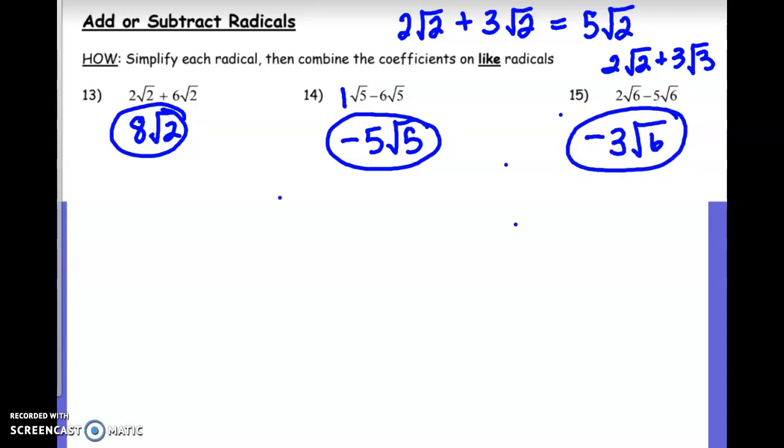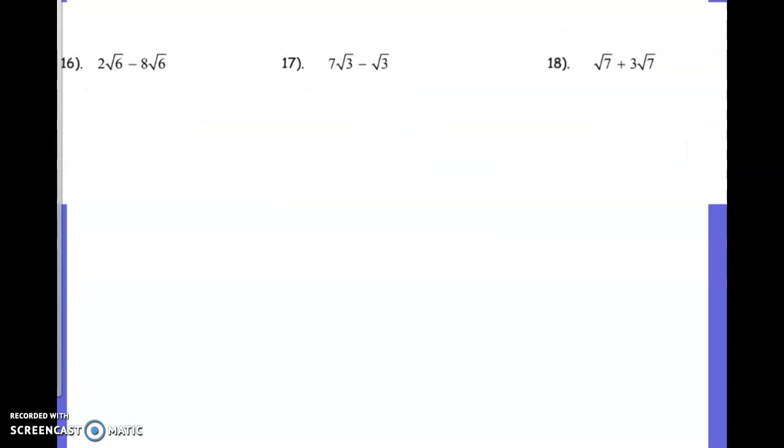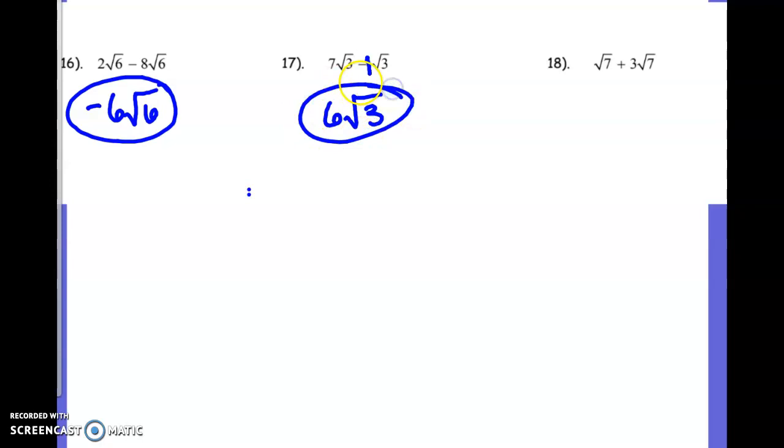Okay, so again, at any point, if you want to pause the video, if you're taking notes, I want you to stop and write them down and then try them. All right, so let's try 16, 17, and 18. So pause your video here and try the 3. And now when you come back, you should get your answers. Okay, so 2 minus 8 is negative 6. 7 minus 1 would be 6, and our radical 3 would be the same. And then 1 plus 3 is 4, radical 7.